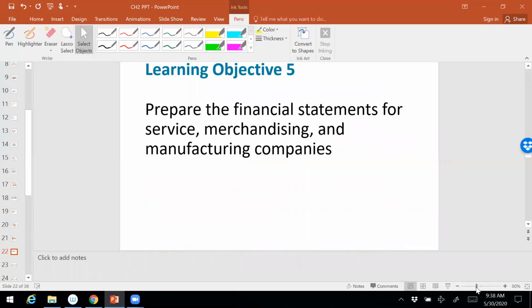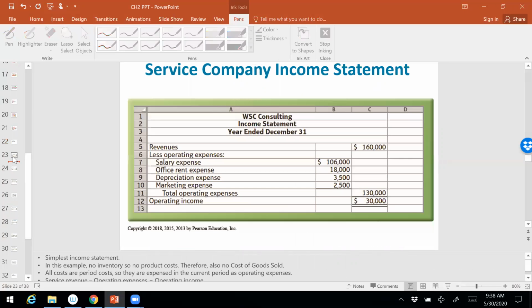We are going to learning objective 5, prepare financial statements for service, merchandising, and then manufacturing company. So let's get started. The first one is a service company income statement. Service company income statement is the easiest one. This is just straightforward.